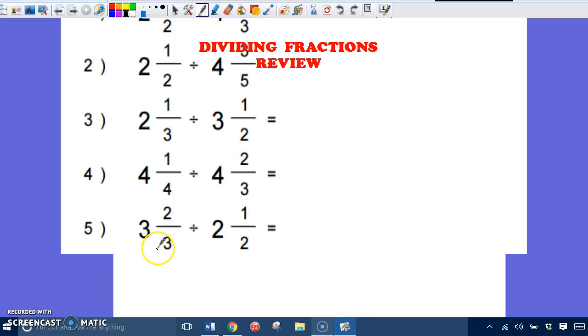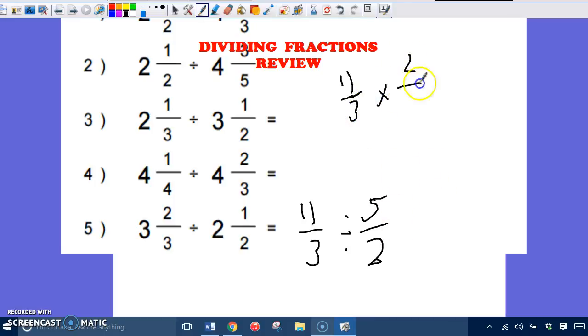Here we go. 3 times 3 is 9, plus 2 is 11. 2 times 2 is 4, plus 1 is 5 over 2. Okay, I'm going to work up here. Keep the first one the same. Change the multiplication. Flip the second one. Reduce diagonally, if you will.